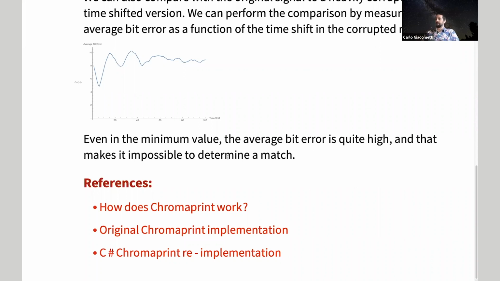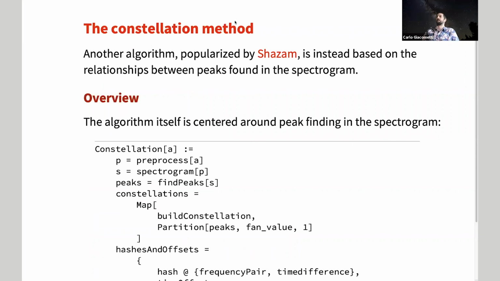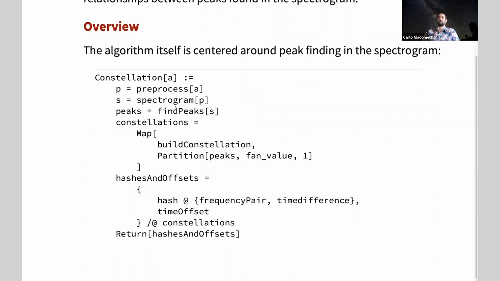So the next algorithm that I want to talk about is the algorithm popularized by Shazam. I am not aware of a name for this algorithm. I will call it the Constellation Method, and it will become clear in the next few slides why this name makes sense. This is based on the relationship between peaks found in the spectrogram. Again, the algorithm itself doesn't seem too daunting. You compute the spectrogram, you find the peaks in it, and then build these constellations, which are nothing more than groupings of peaks, and then hash the information that you gained building these constellations. So let's get into it.